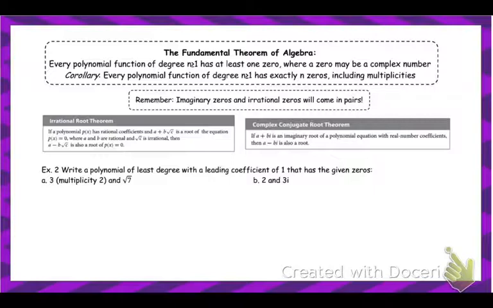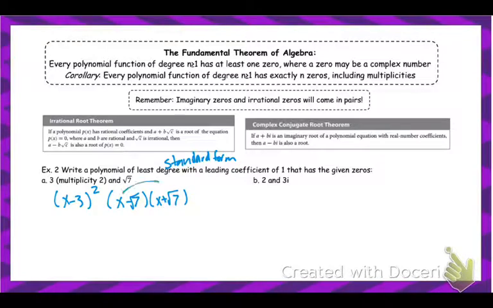So this tells us to write a polynomial of least degree, and we are going to write this in standard form. It says we have the zero of 3 with a multiplicity of 2. And then I have the square root of 7. Well, if square root of 7 is a zero, so is negative square root of 7, which means that x minus root 7 is a factor and x plus root 7 is.